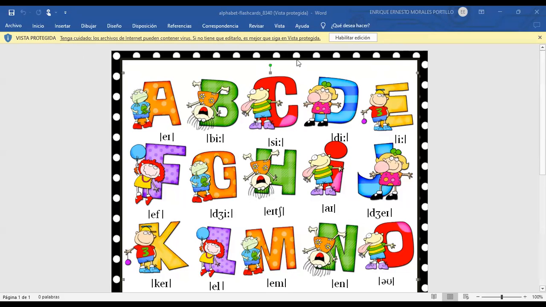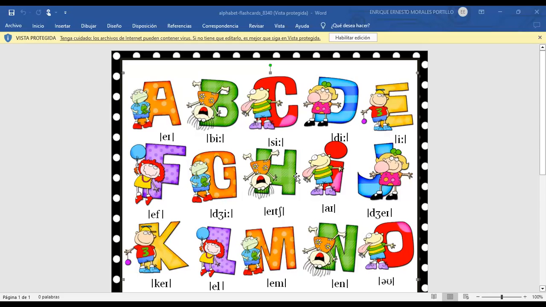What is this letter, people? Letra. A. Yeah, that's the letter A. What is this letter? B. C. D. E. F. G. Hey, notice the pronunciation, right? G.